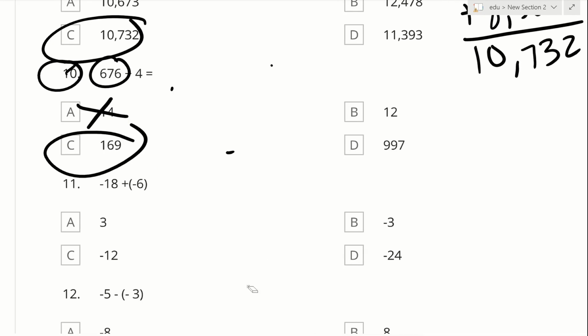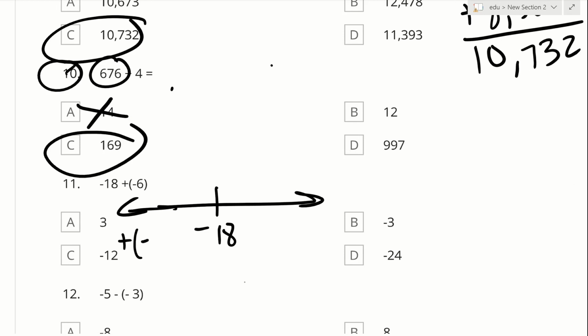Okay, so number 11. Negative 18 plus negative 6. I like to use a number line to help me. So negative 18. If I'm adding a negative, plus a negative, or I could say negative 18 minus 6, it would be the same thing. This means I'm going to go to the left of the number line 6 times. 1, 2, 3, 4, 5, 6. So negative 18, negative 19, negative 20, negative 21, negative 22, negative 23, negative 24.